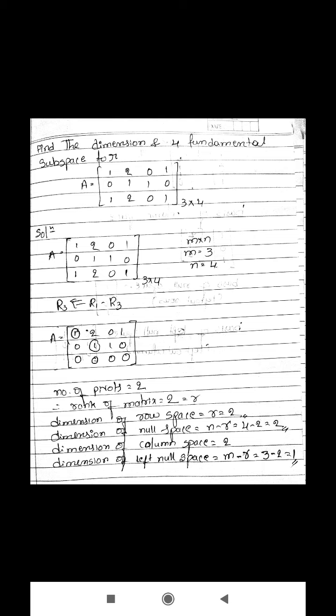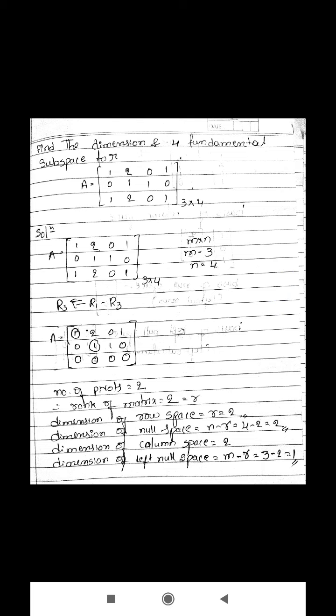The dimension of the column space is also equal to r, and that is equal to 2. That is, the dimension of the column space is 2. The dimension of the left null space is m minus r, that is 3 minus 2, which is equal to 1. These are the dimensions of the subspaces. What are the subspaces? The row space, null space, column space and left null space are the subspaces.